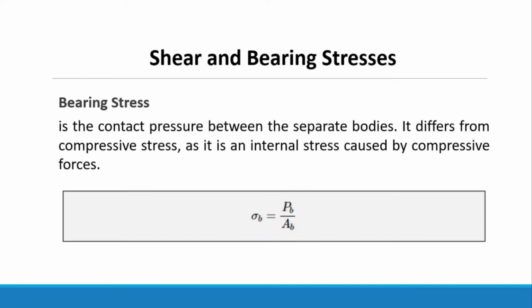And bearing stress. It is the contact pressure between the separate bodies. It differs from compressive stress as it is an internal stress caused by compressive forces. And the formula for bearing stress, sigma sub B, is equal to P sub B over area sub B.